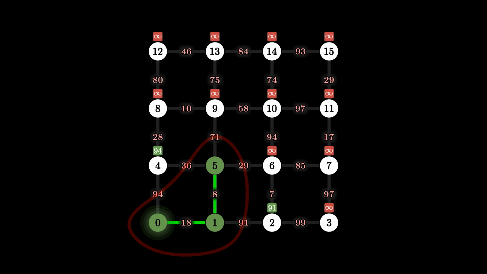Previously, our connected component consisted only of the nodes 0 and 1, and the cheapest edge connecting it, for instance, to node 4 had a weight of 94. But after adding node 5 to the component, a cheaper edge with weight 36 became available, so that we can update the distance value of node 4 accordingly to 36. Similarly, the distance values of the nodes 9 and 6 can now be improved as well.